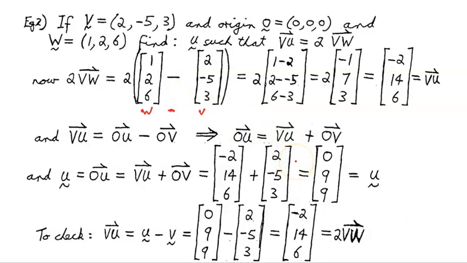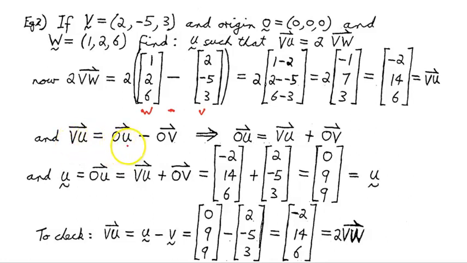And what we have is 1 minus 2 is minus 1. We have 2 minus 5, that gives us plus 7. We have 6 minus 3 is 3. And then we have the scalar 2 in front, so we multiply each of the components by 2. So we get negative 2, 14, 6. And that's our vector 2VW. And that's equal to VU. Well, we can check that's equal to VU. That's what we want to find.